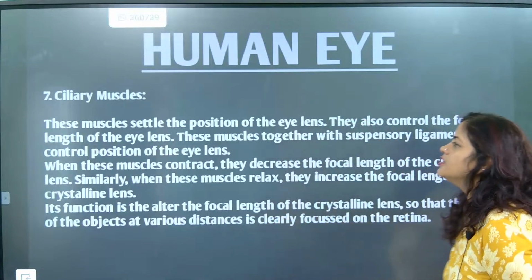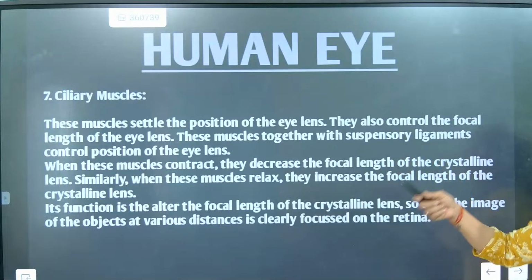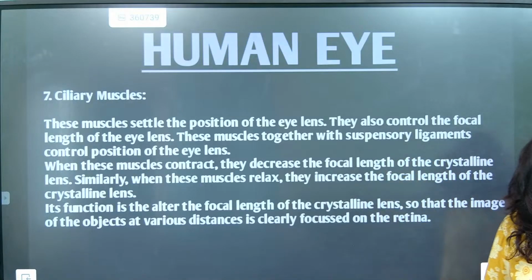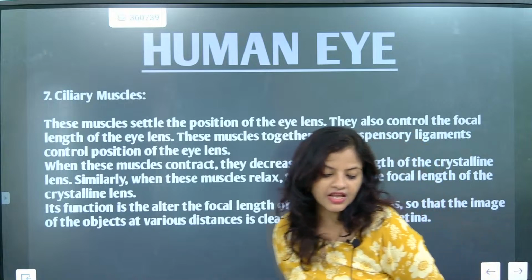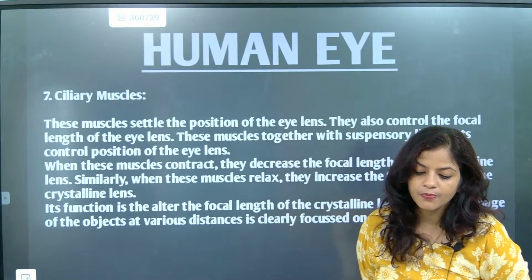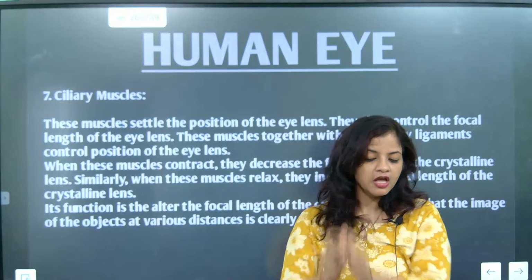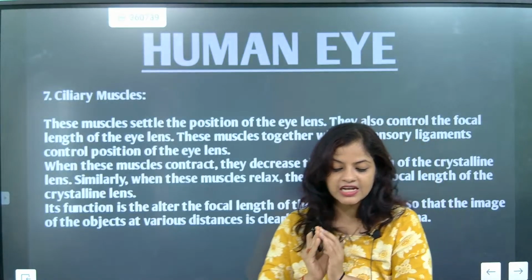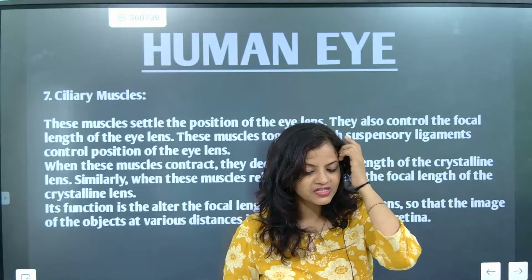So now look here. These muscles settle the position of the eye lens. They control the focal length of the eye lens. These muscles together with the suspensory ligament control the position of the eye lens. So the eye lens is in position because of ciliary muscles and suspensory ligament.